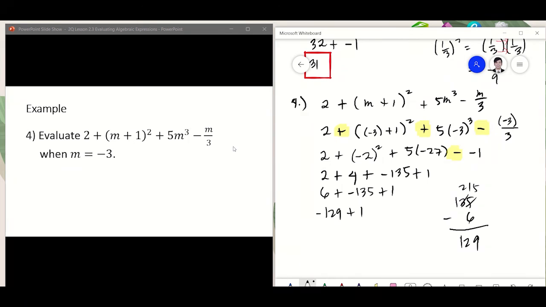And then finally, we have negative 129 plus 1. They have different signs again. In other words, you need to subtract 1 from 129. So 129 minus 1 is 128. Then copy the sign of the larger absolute value, which is negative 129. So the answer is negative 128.